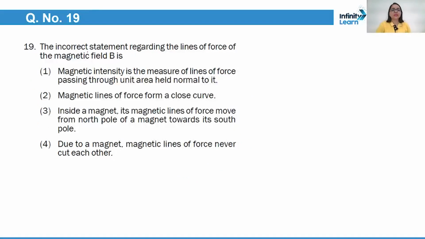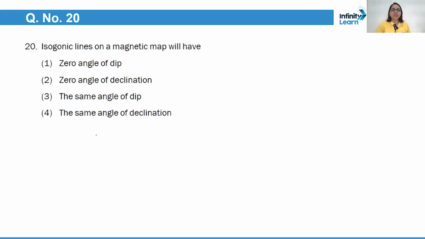Question number 19. The incorrect statement regarding the lines of force of the magnetic field B is. So inside a magnet, its magnetic lines of force move from north pole of a magnet towards its south pole. No, inside a magnet, field lines move from south to north, right? So incorrect statement is option 3. Question number 20. Isogonic lines of a magnetic map will have the same angle of declination. So correct answer is option 4.